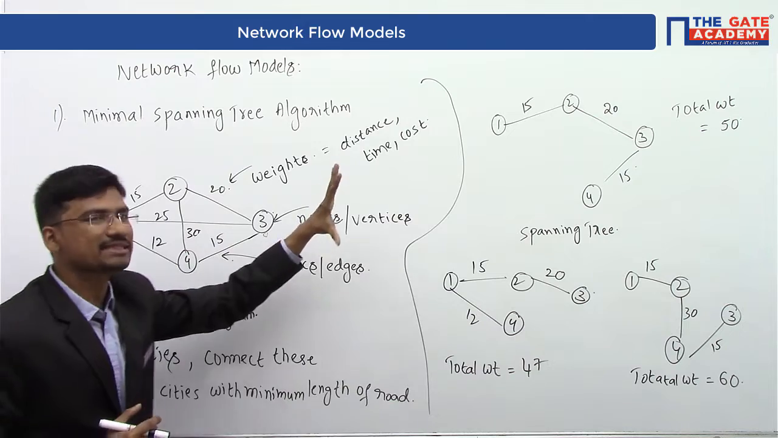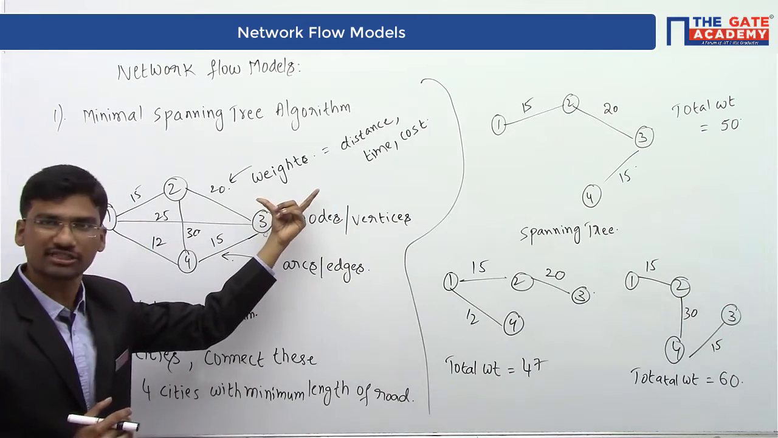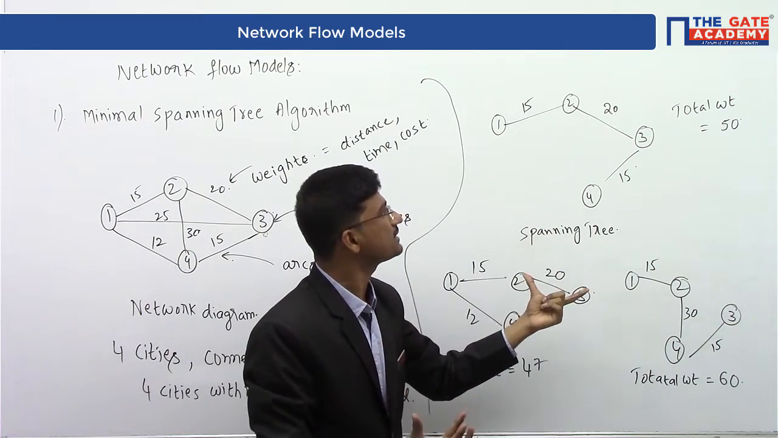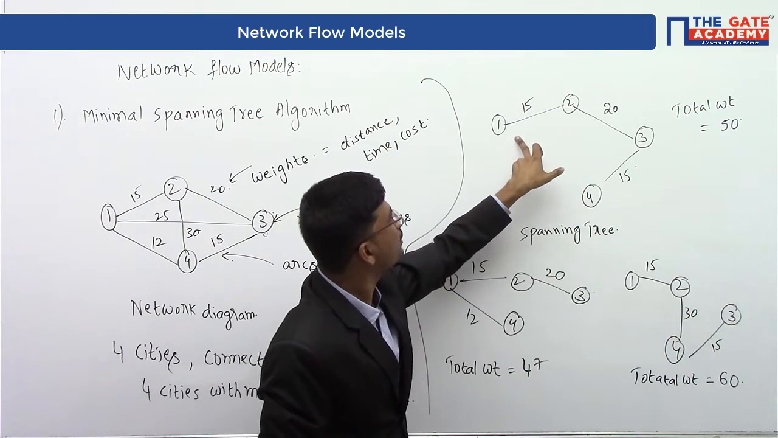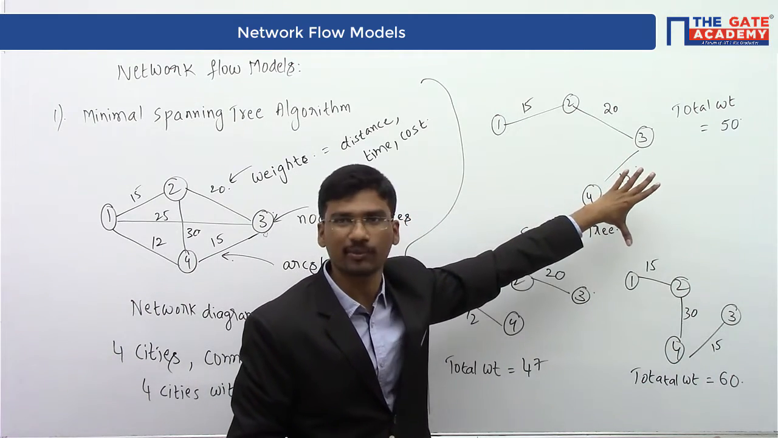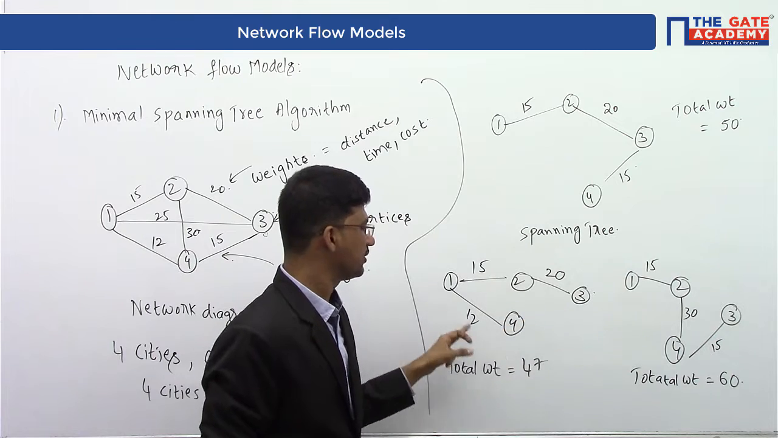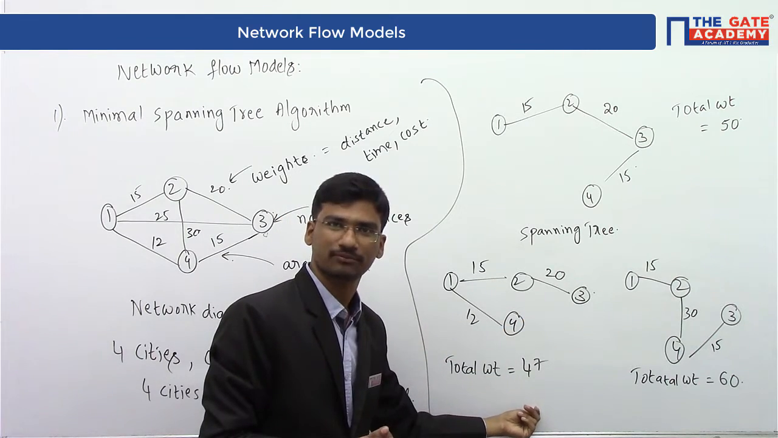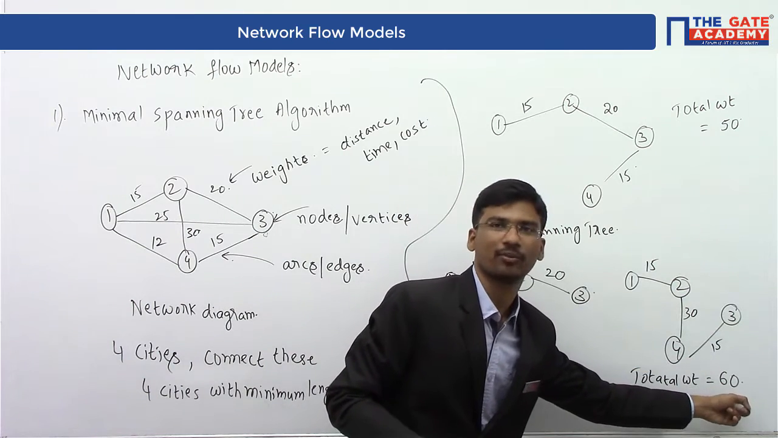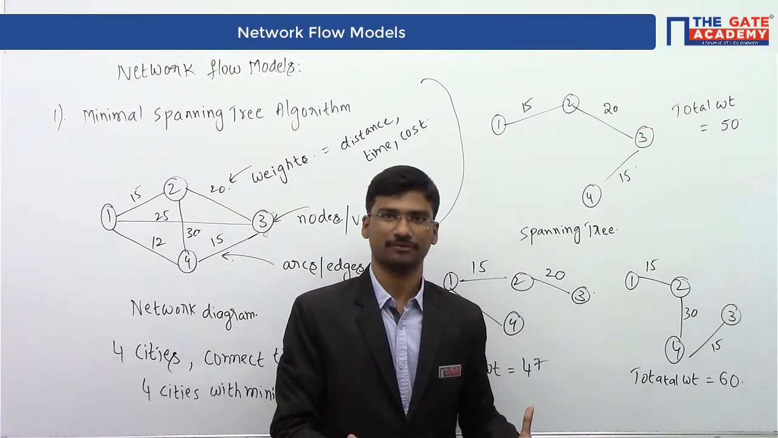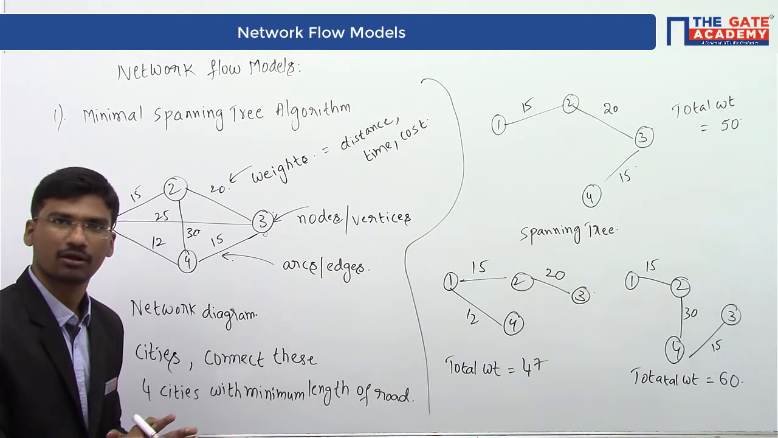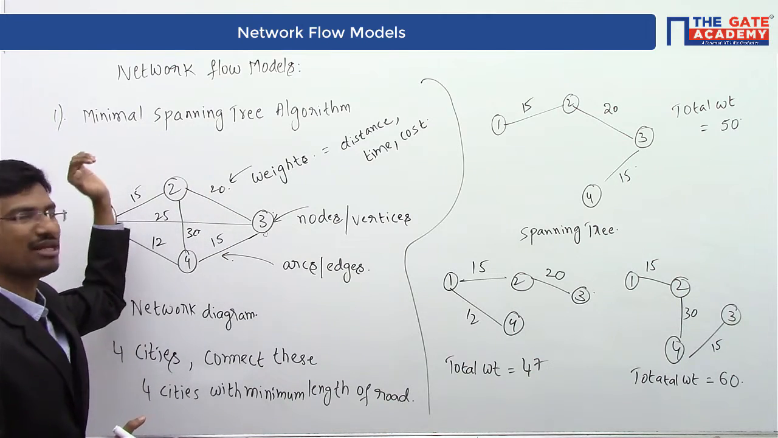Okay, so now in this case our total weight is distance, in terms of kilometers. Now the application: if you look at these spanning trees, if you connect a road network like this, you have to lay a road of 50 kilometers. If you connect like this, you have to lay a road of 47 kilometers. If you connect like this, you have to lay a road of 60 kilometers. So that is the meaning of it, right? So this is the concept of the minimal spanning tree algorithm. Okay, so tree, spanning tree and minimal spanning tree.